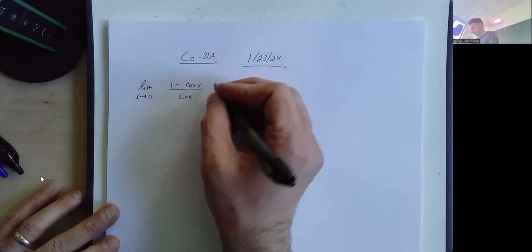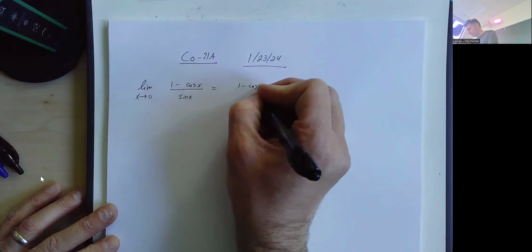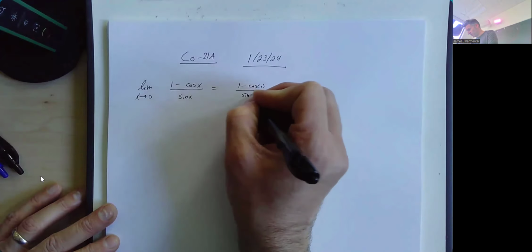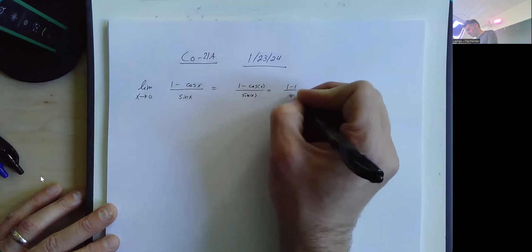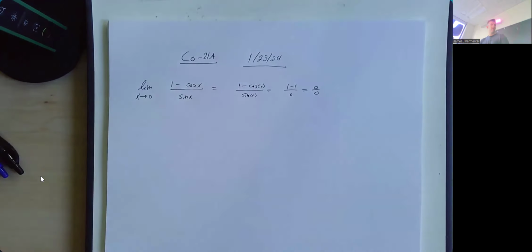Like with any limit, the first thing we should try to do is plug in what x is approaching. So when I plug in 0, I end up getting 1 minus cosine of 0 all over sine of 0, which is 1 minus 1 over 0, which is 0 over 0. Which means we have to do something.